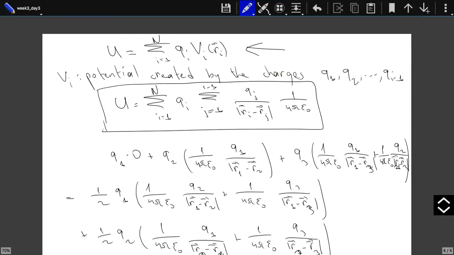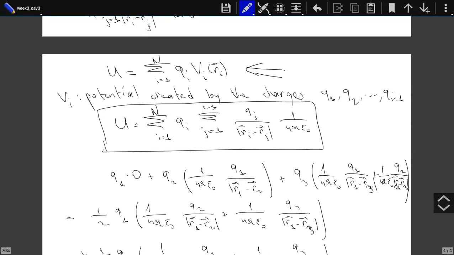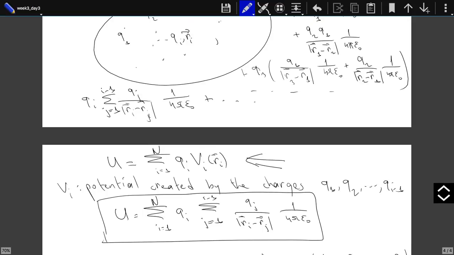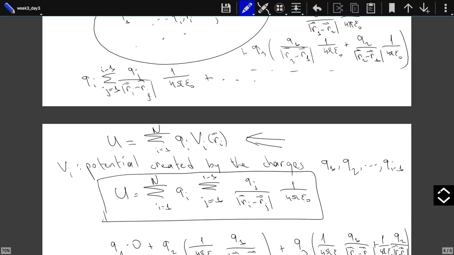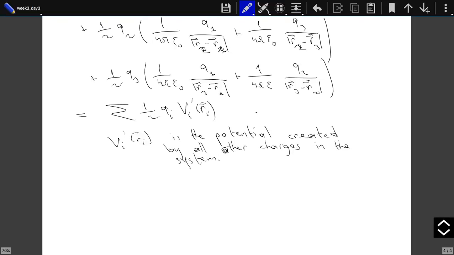So you see this expression, 1 over 2 Qi Vi prime for the total electrostatic potential energy stored in the system, looks very similar to this expression over here, except then that factor 1 over 2. And the reason for that 1 over 2 is that here Vi is the potential created by the charges that I brought first. It doesn't contain the potential created by the charges that I will bring later on. Whereas this one over here, Vi prime, is the potential created by all the other charges in my system. So that's the difference between these two expressions. They are equal to each other.